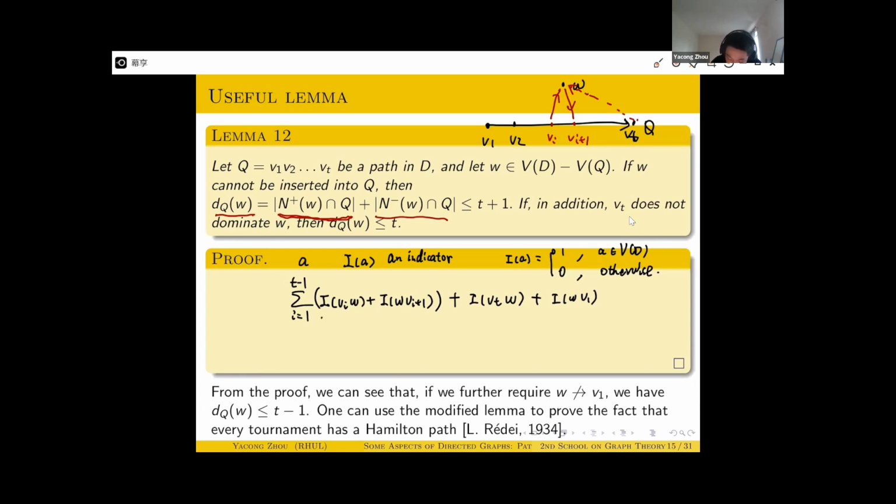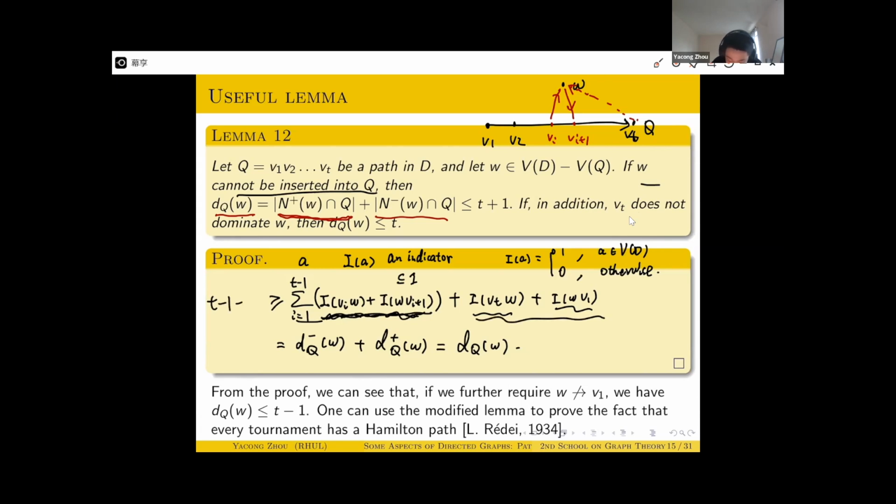One can see that the sum of this term and this term adds up to the in-degree of W in Q. And these two terms add up to the out-degree of W in Q. So they finally add up to the degree of W in Q. And from our assumption, W cannot be inserted into Q, so each such pair of terms should be less than or equal to one. So this term is bounded above by T minus one, and these two terms are at most two. So we get our T plus one here.